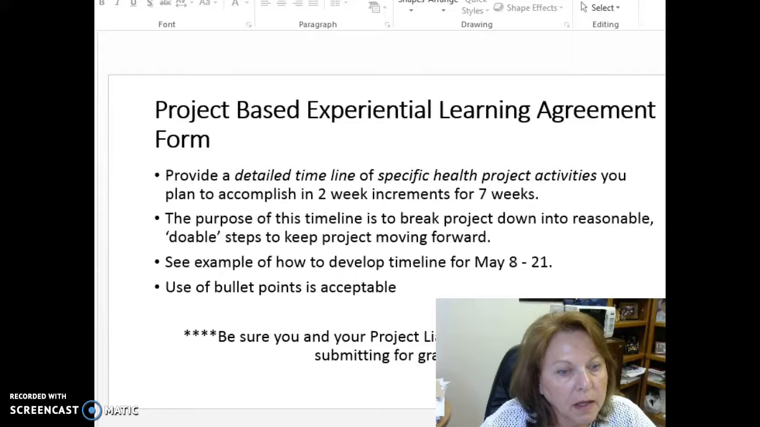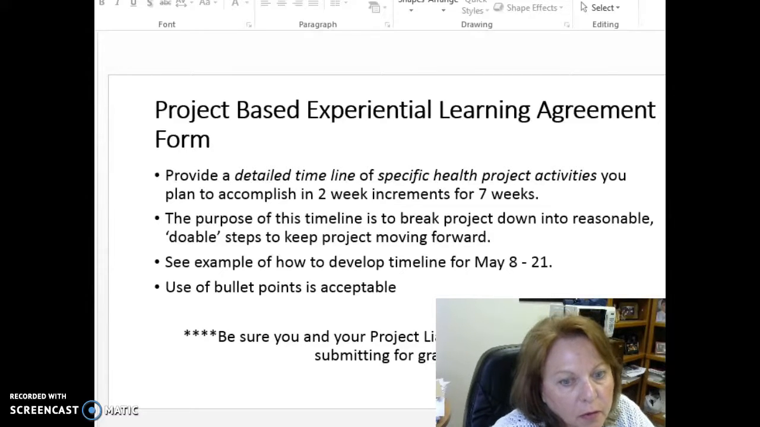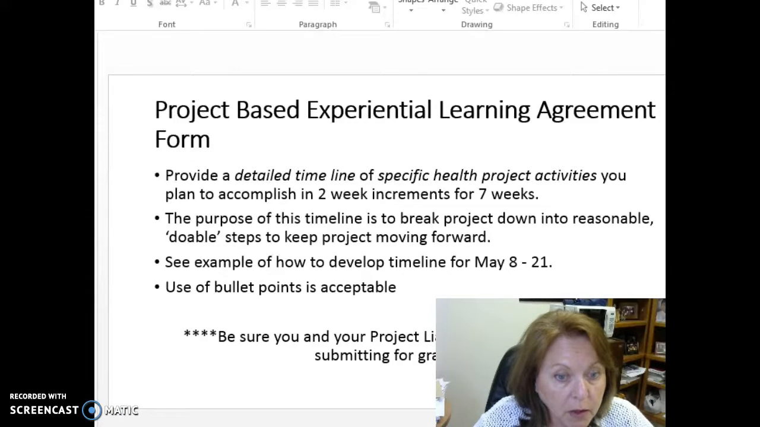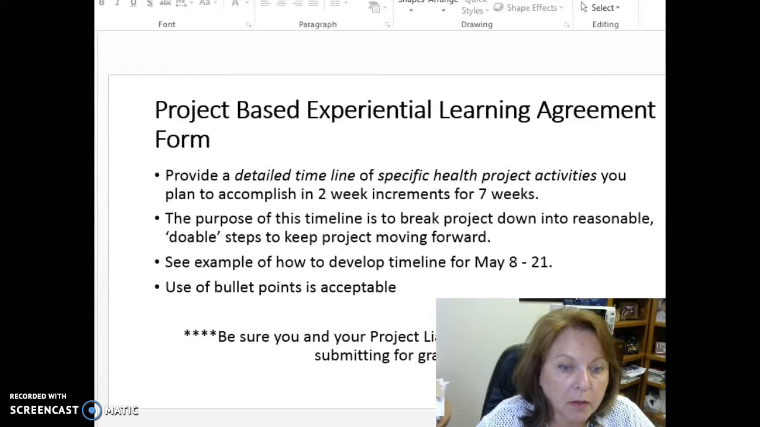And finally, you're going to have some signatures on this form before you submit it for grading. Please ensure that both you and your project liaison sign this form. This is our way of knowing that you've talked about this project with your project liaison, that they're in agreement with what it is that you're going to do. And then we have both of those signatures on record.